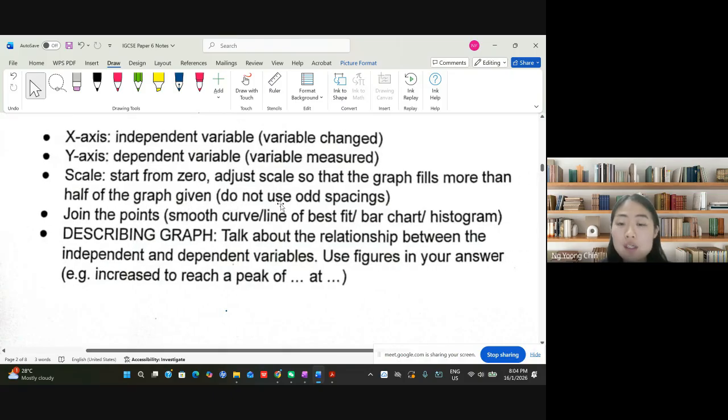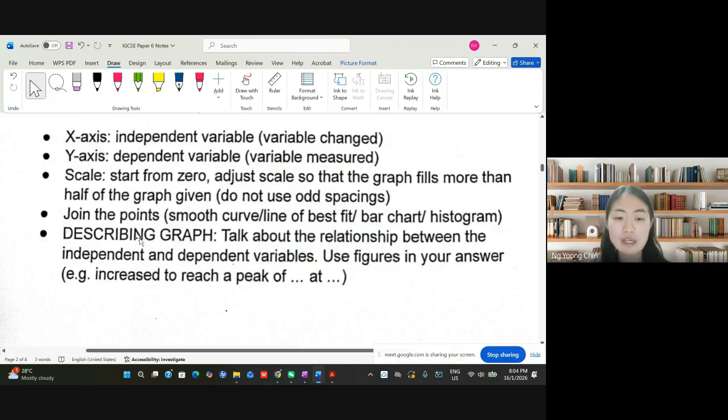And then do not use odd spacing. What does this mean? When you draw the scale, you'd better use even numbers: 2, 4, 6, 8, 10. It's very rare to use odd spacing like 1, 3, 5, 7. I think no one will use it. So it's better to use even numbers. Start with 2, 4, 6, 8, like that. Because you are drawing a line graph, it's very important that you join the points together with a pencil.